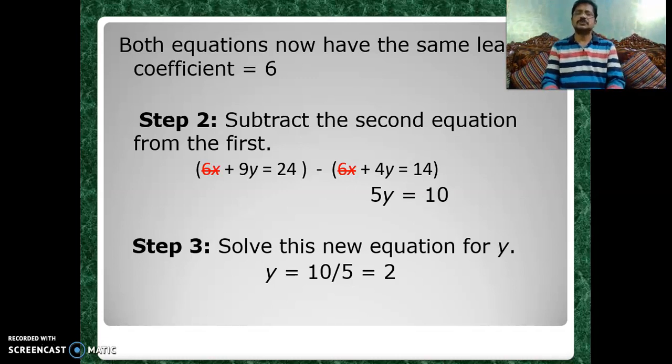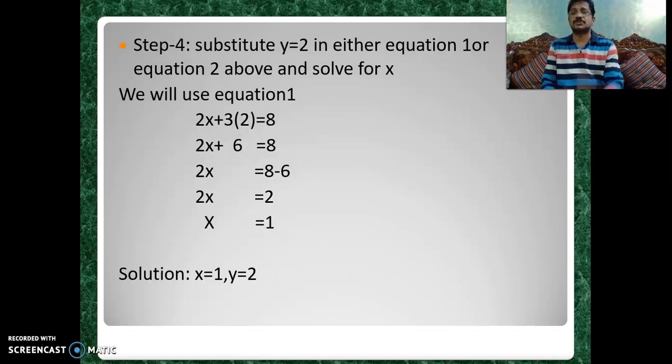I have used a different method because you can learn mathematics not only in one way, you can do it in different methods, but finally the answer is the same. Previously in the example I used vertical subtraction. Here I am using horizontal subtraction. 6x plus 9y equal to 24 minus 6x plus 4y equal to 14. So 6x minus 6x gives 0, 9y minus 4y gives 5y, 24 minus 14 equal to 10. So 5y equal to 10. Solving the new equation, y equal to 10 by 5, which is equal to 2.